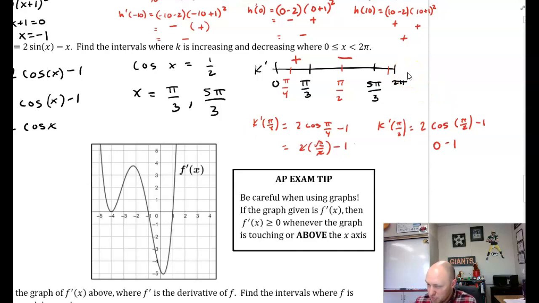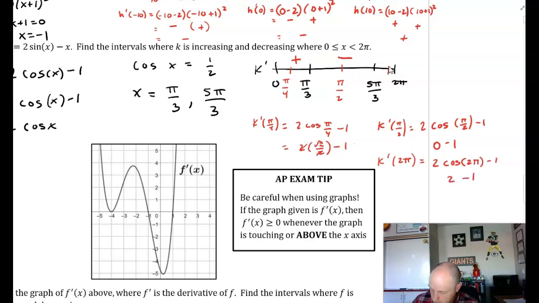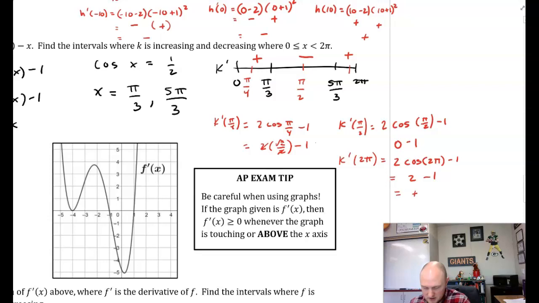You could plug back in 2 pi if you're thinking about critical values oscillating. 2 pi is to the right. So if I plug in 2 pi, we have k prime of 2 pi, which again is 1. So 2 minus 1, which gives us a positive. Okay, so I have tested there. And then that tells me my increasing, decreasing intervals.